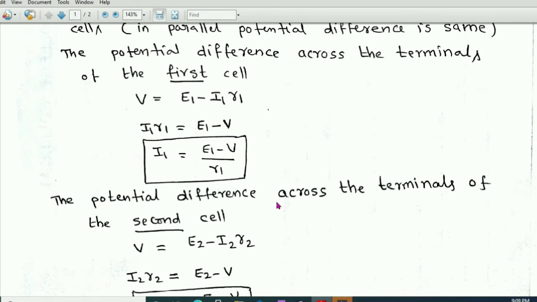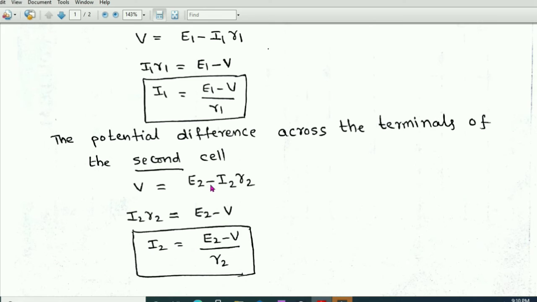Similarly, the potential difference across the terminals of the second cell is also V. In a parallel combination, the potential difference is the same. V is equal to E2 minus I2 into R2, because the EMF of the second cell is E2, the current is I2 and the internal resistance of the second cell is R2. Now if you move this minus I2 R2 to this side, it gives positive I2 R2 equal to E2 minus V.